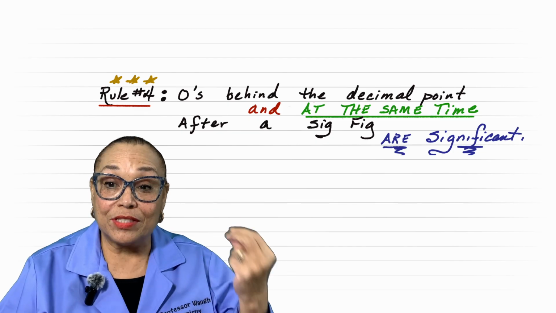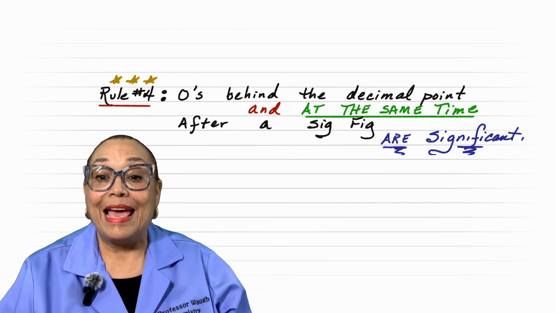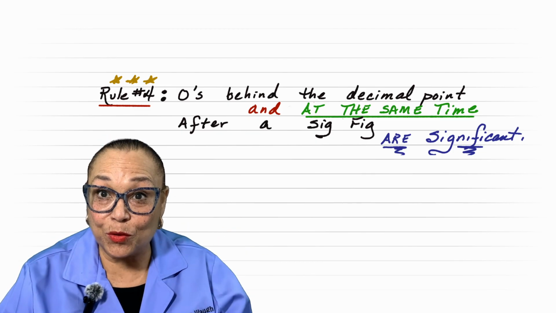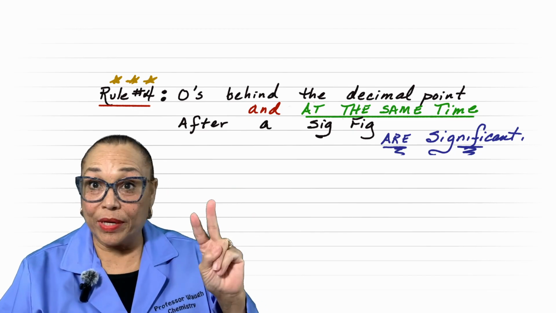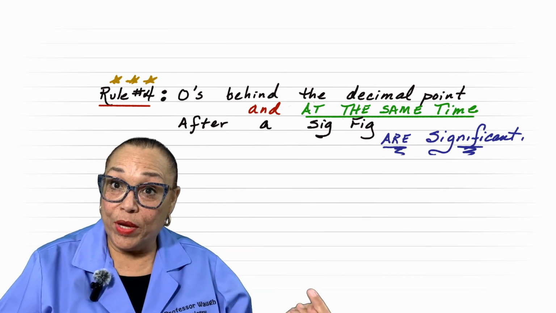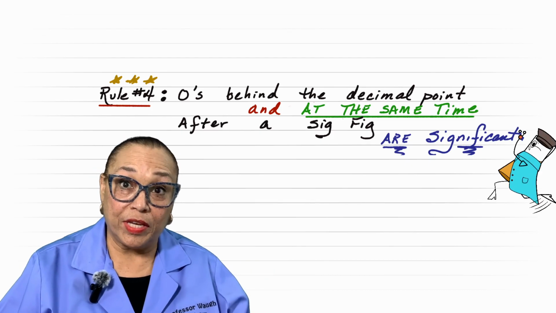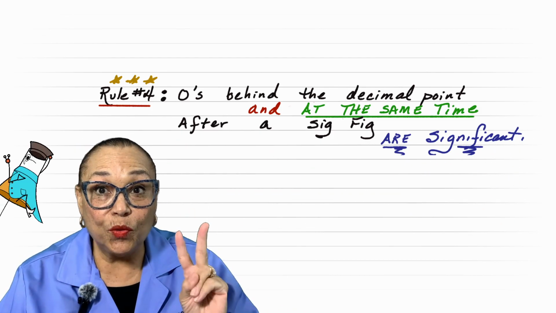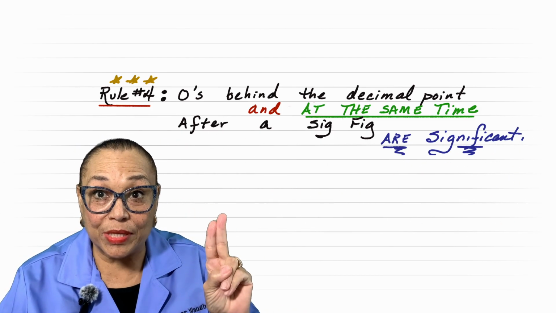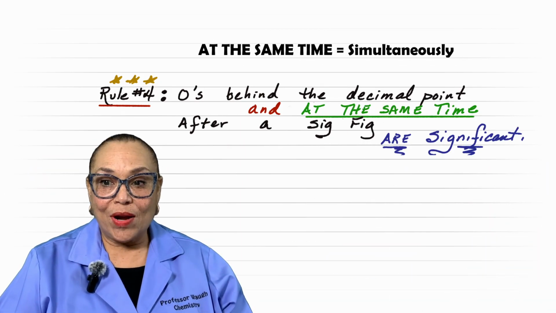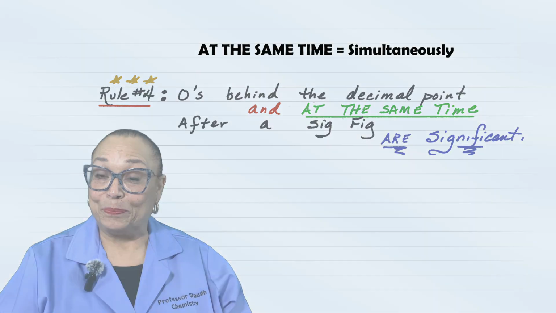You have to have the zero behind the decimal point, and you have to have it after a sig fig. And I don't care which one comes first, the decimal point or the sig fig, or the sig fig, then the decimal point. But both things have to happen simultaneously. All right, let's get into an example.